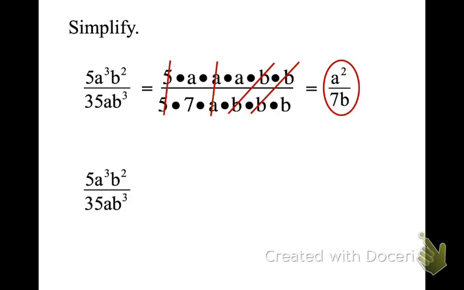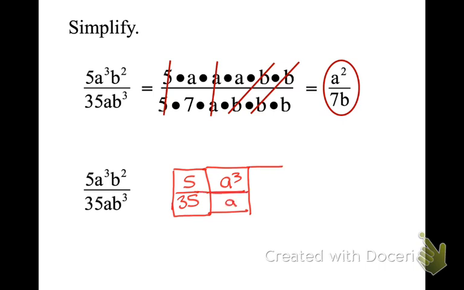The second thing that I showed you was when you get a fraction like this, separate your numbers and variables. It's really like 3 different problems. 5 over 35, and then I had my a to the 3rd over a, this is all one, and then I have b squared over b to the 3rd.